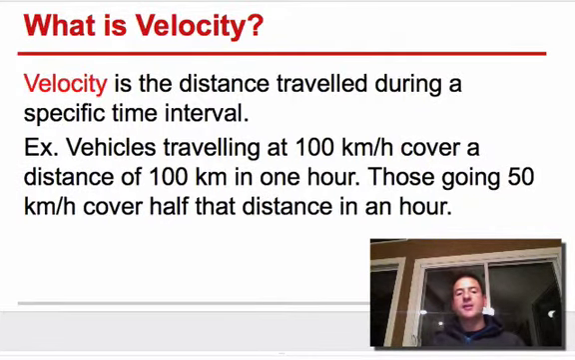So what is velocity though? Velocity is the distance traveled during a specific time interval. An example of this would be a vehicle traveling at 100 kilometers an hour, which is kind of the standard speed limit on highways. It's going to cover a distance of 100 kilometers in 1 hour of time. If we had a vehicle going 50 kilometers an hour, like in town, it's going to cover half the distance in 1 hour, right? Because it's not going as fast.